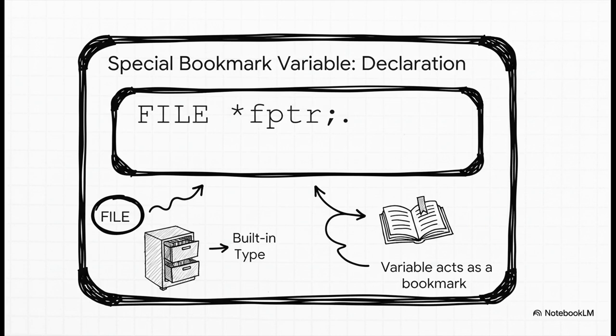And in your actual code, this is literally all it is. That FILE in all caps, that's a special data type C gives us just for this. And that little asterisk, that star, tells C that fptr isn't a regular variable. It's our special bookmark, our pointer.